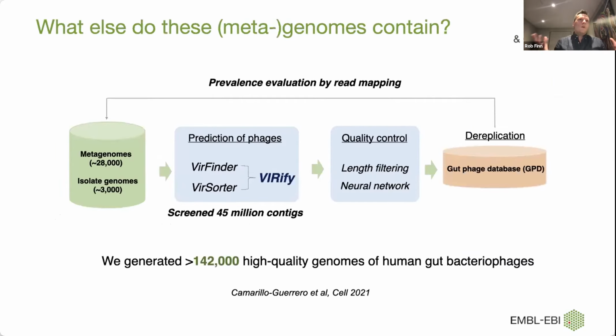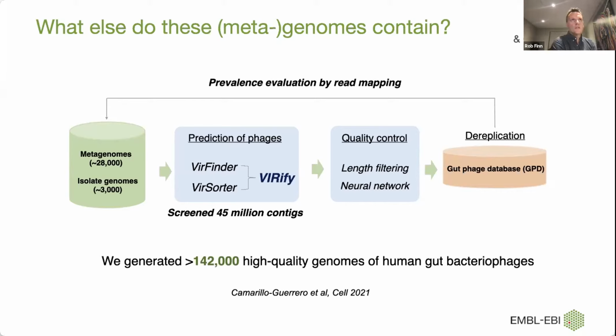So why am I telling you all of this at a Viromics conference? The reason is that we care about all of these. We started with the prokaryotic genomes, but we have all of these assemblies. So we have gone back into the gut microbiomes to ask, what else do these metagenomes and genomes from the human gut microbiome contain?